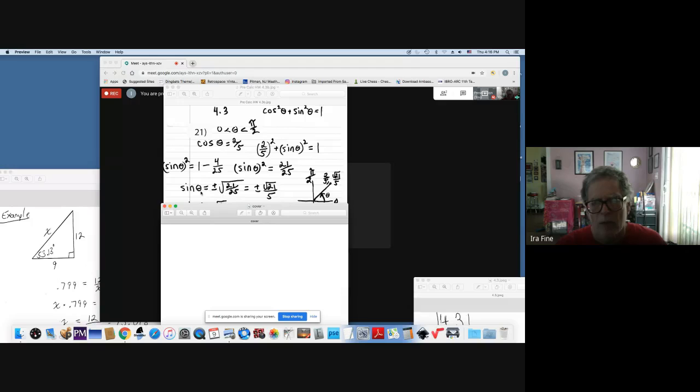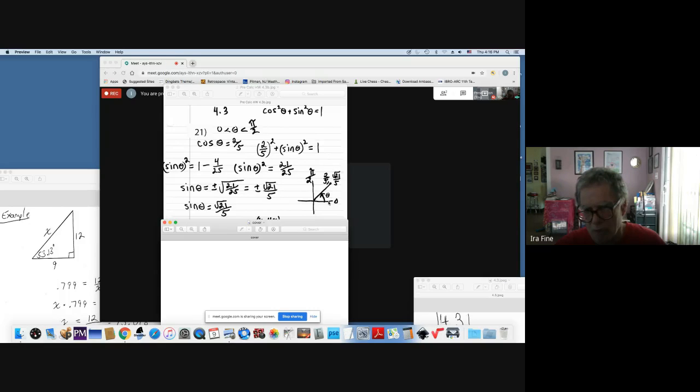So the sine of theta equals plus or minus radical 21 over 5. But since we know that we're in the first quadrant, right? They told you that. That means that if you're in the first quadrant, the sine is positive. So we're going to reject the negative possibility. I mean, it could be down here, but they told us we're in the first quadrant. So it would look like this, right?